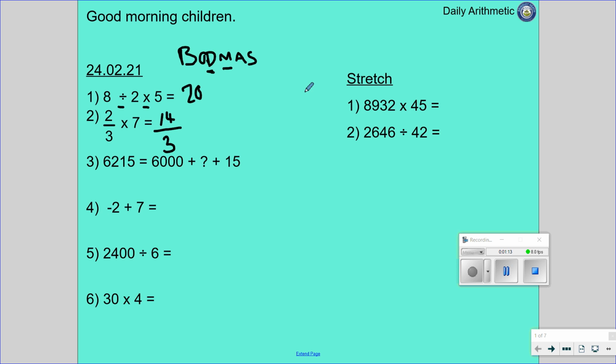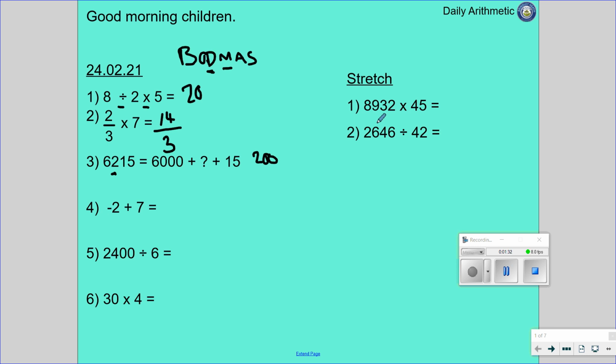Okay, question 3 is a place value question. We've got 6,215 equals 6,000, add something, add 15. So if we looked at our place value columns there, we were looking at the 2 there, which is in the hundreds column, so our missing number was 200.